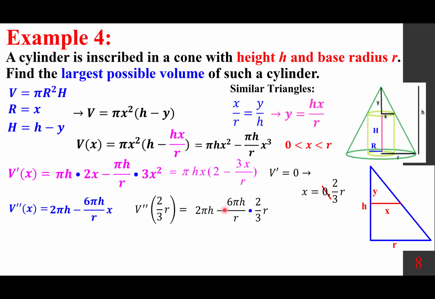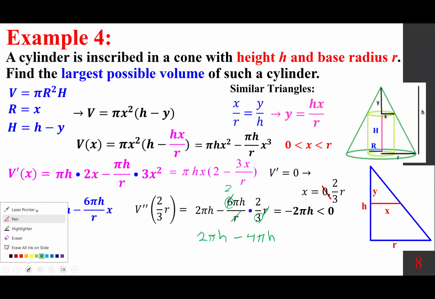So this is 2 pi h, this is minus 6 pi h times 2. So let's just simplify this one, cancels this one. And this one cancels this one and becomes 2. So you're looking at 2 pi h minus 4 pi h, which is negative 2 pi h. Pi and h are positive, negative makes it negative. This is always negative. Means what? Concave down means what? Maximum.